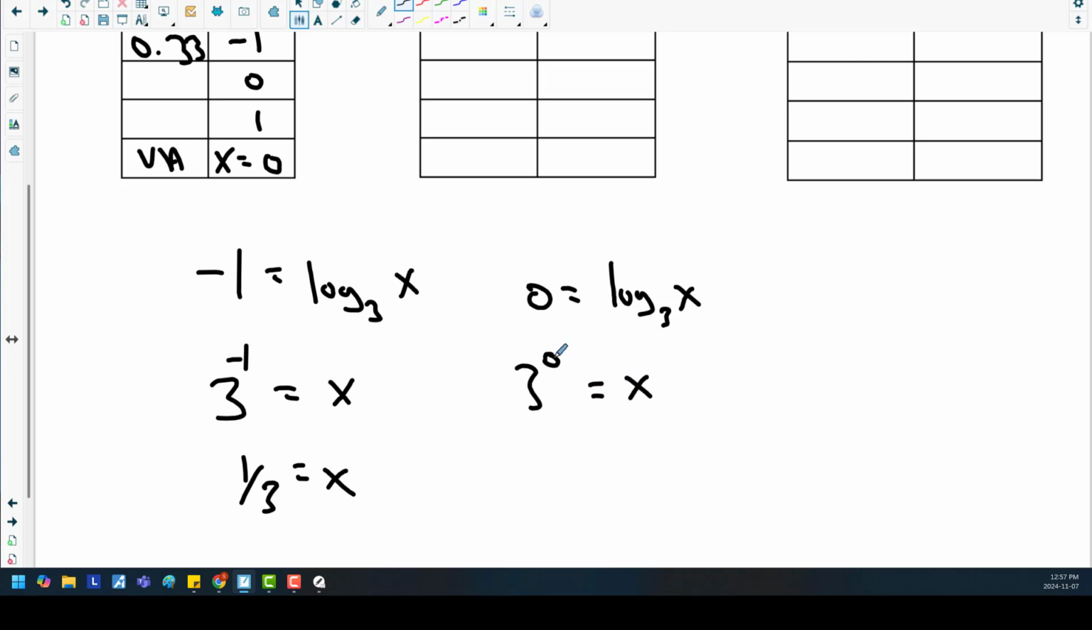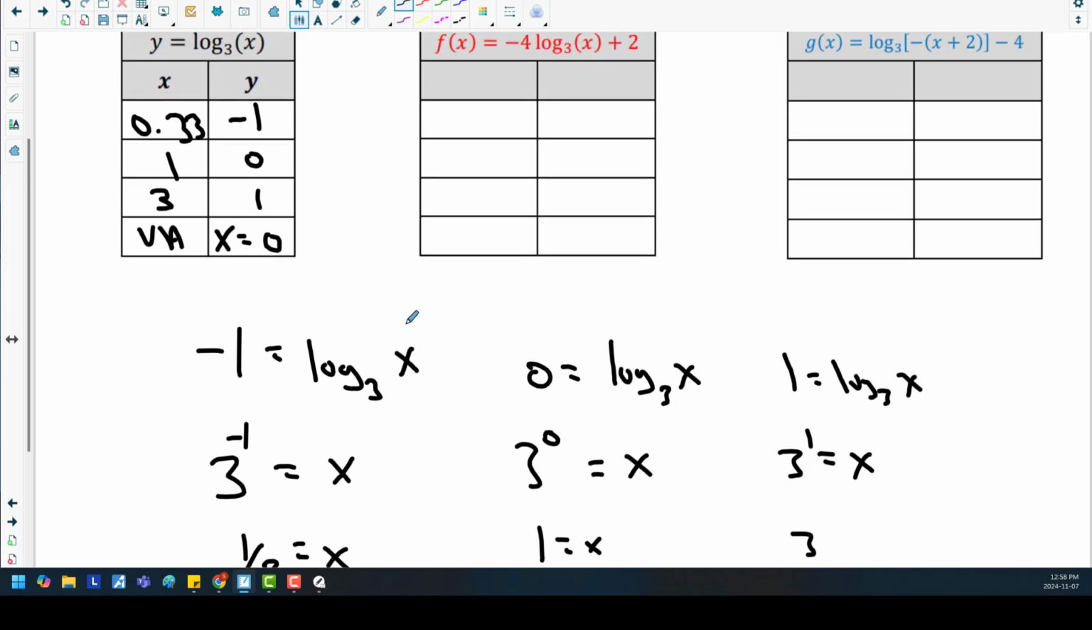And then it's to the power of 0 in this case. That's just 1, because anything to the power of 0 is 1. And the last one, 1 is equal to log base 3 of x. That's just 3 to the power of 1, which is 3. So here we have enough points now to be able to draw a nice, generic curve.